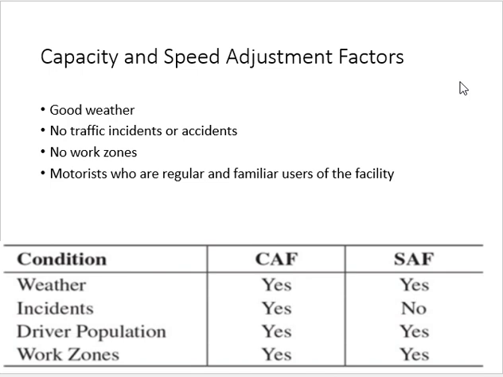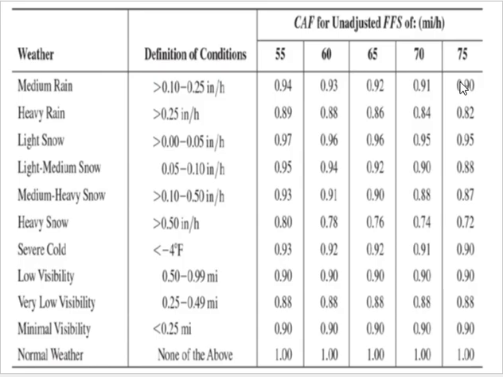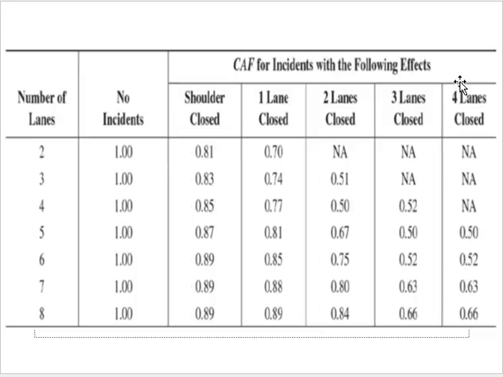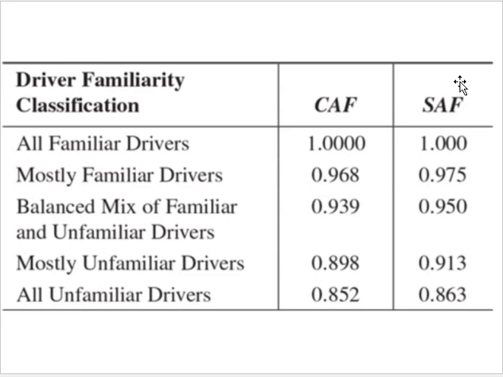Now there are total four factors. Out of these four, three have tables, three have fixed values. You know the condition, go to the table, find the value. Clear? Where are the tables? I showed you last time as well. These are the tables. There's a table for weather, there's a table for incident, there's a table for driver population, and so on. Clear?